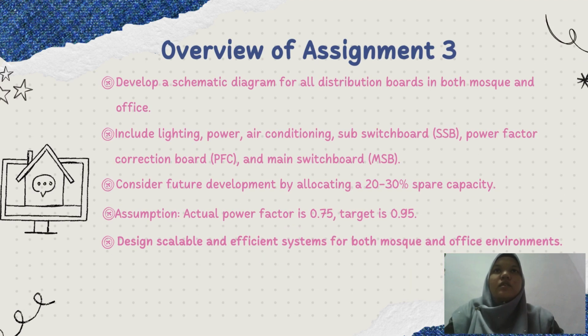Next, I will talk about the overview of assignment 3. Develop a schematic diagram for all distribution boards in both MOS and office. It includes lighting, power, air conditioning, sub-switchboard SSB, power factor correction board PFC, and main switchboard MSB.